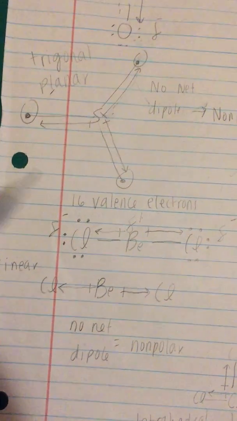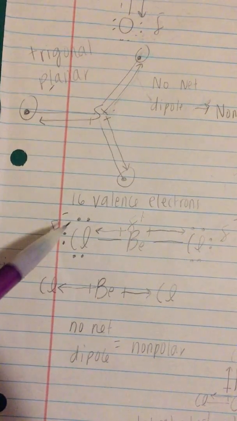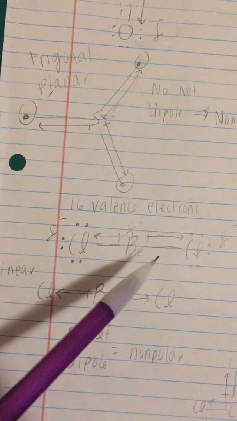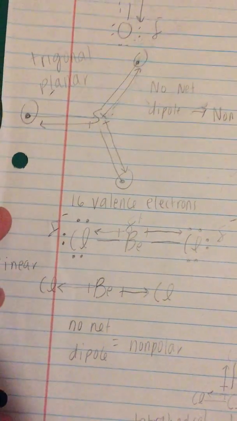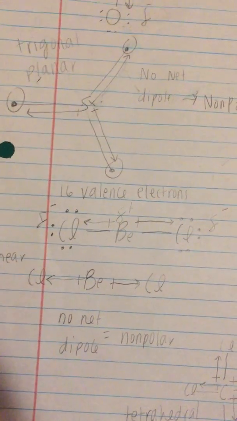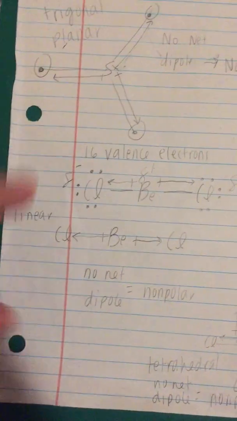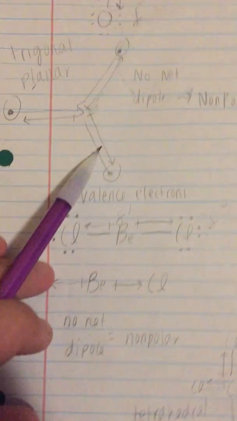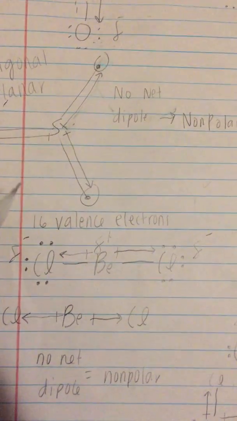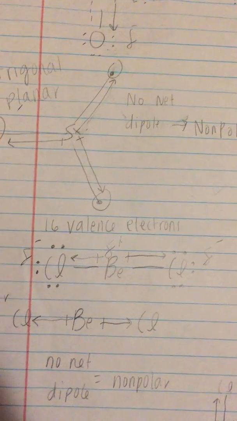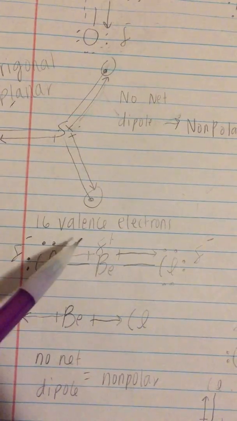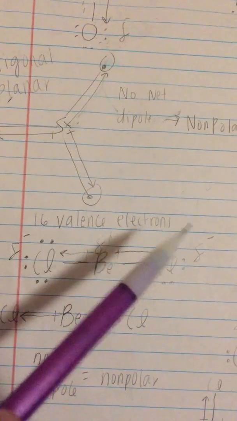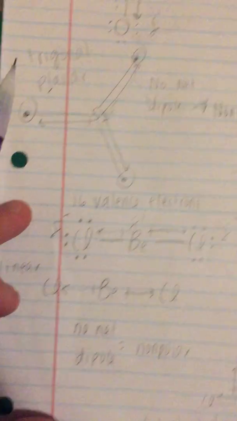Let's move on to BeCl2. This has 16 valence electrons: 2, 4, 6, 8, 10, 12, 14, 16. Be does not follow the octet rule because it is an exception, and that is okay. The next step is to look at the bond dipoles. Cl is more electronegative than Be, so Be is going to have the partial positive charge, and both Cls will have the partial negative charges.